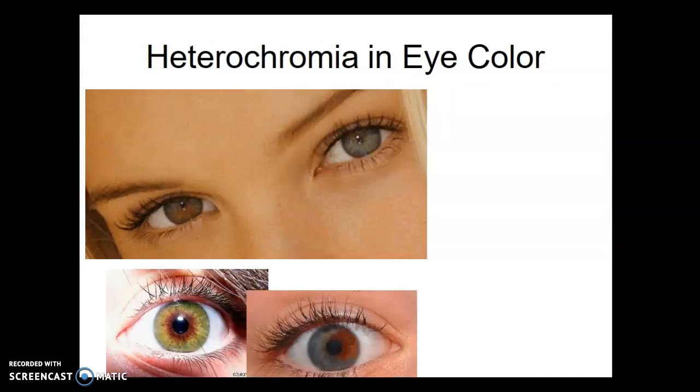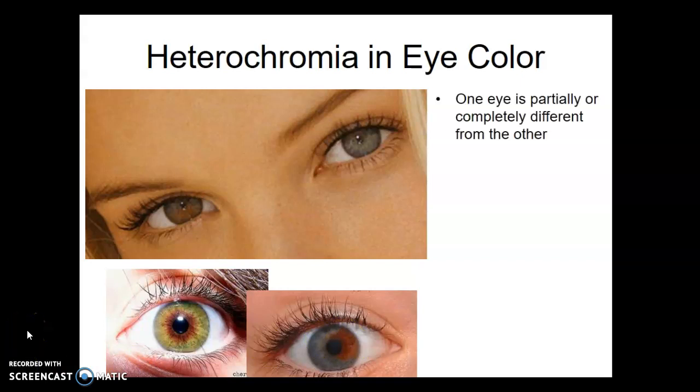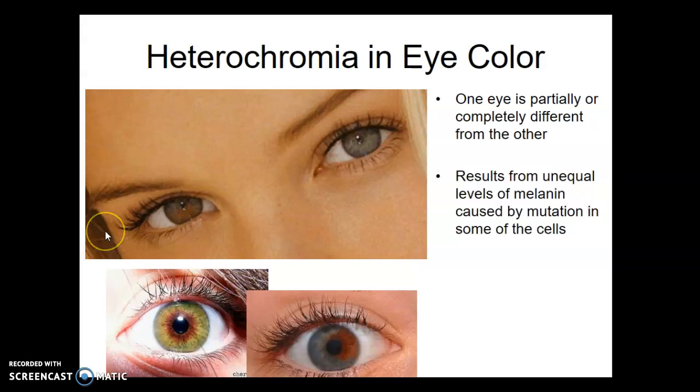So we always get some questions about having two different color eyes, or maybe even an eye color where the majority of your eye is blue, but then you have a brown spot. Having two different eye colors, or that spot in the eye, is called heterochromia. It's when you either have a partially colored eye that's a different color than the rest of it, or two completely different eye colors, as you see here in this picture.